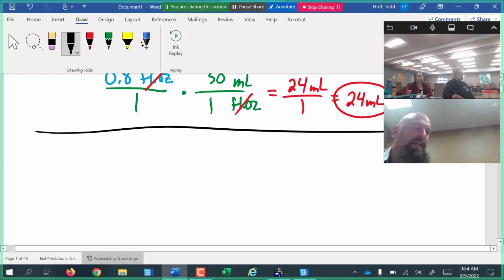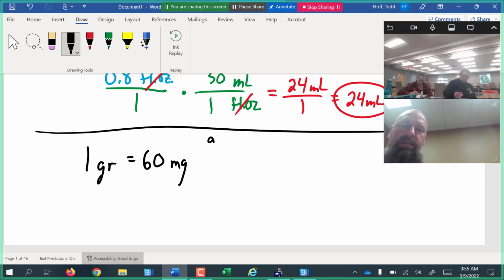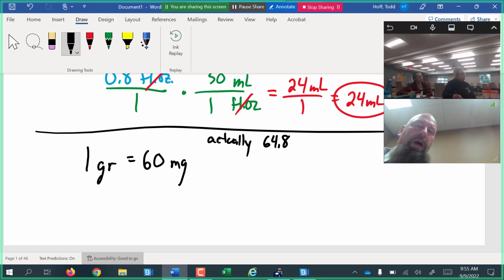And when they adopted it, they came up with the equivalencies. In the standard system, 7,000 grains equals a pound. In the metric system, 1 grain, we tend to call it 60 milligrams. It's actually, if you did the direct measurement, 64.8. It's closer to 65 milligrams. I don't know why we don't use 65, but we tend to stick with that 60.